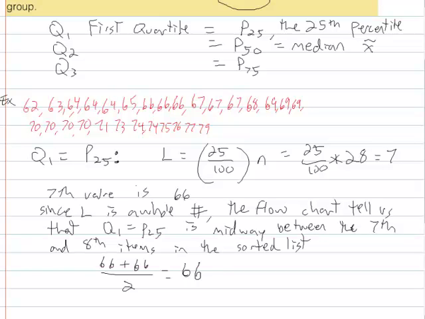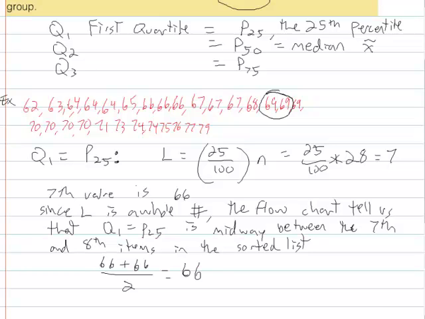Now Q2, again, we're dealing with whole numbers here. We can already tell it's going to be 50 over 100 times 28, which is going to be 14. And so we find the 14th item. The 14th item is 69. The 15th item is also 69. Well, that's perfectly consistent with what we used for the median.